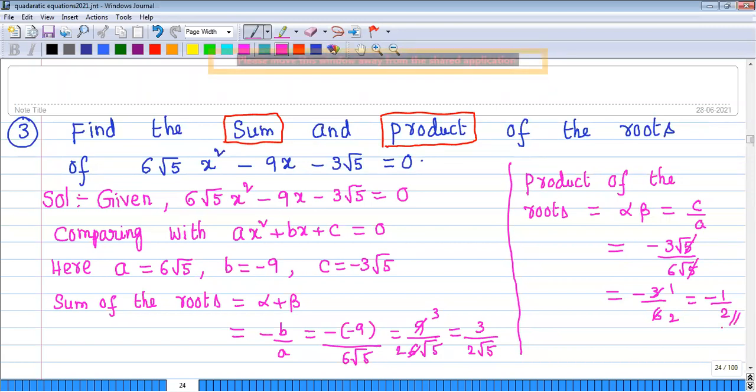Clear now? Understood, all of you? Now, today what we have discussed, can anybody repeat once again? Product of roots, sum of the roots.